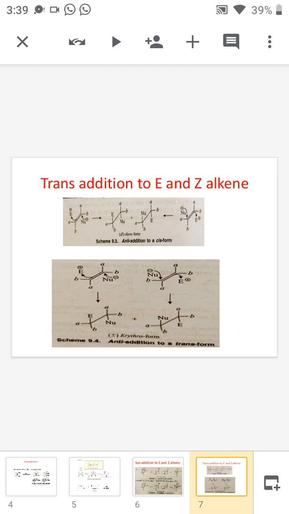Whereas if the molecule is attacked by an E alkene, okay, at the bottom of the slide I have shown the E alkene. We can see that both products, whether the electrophile is on the top or on the bottom, in any way of the anti-addition we will get an erythro form.